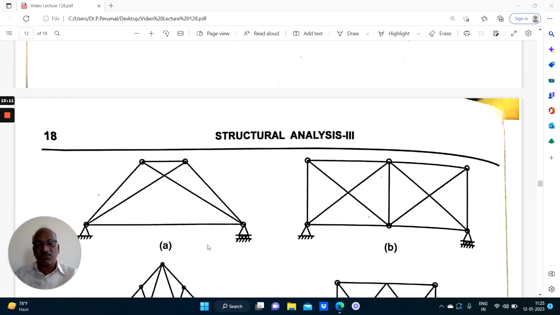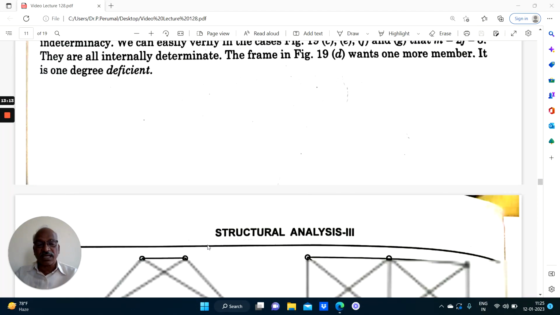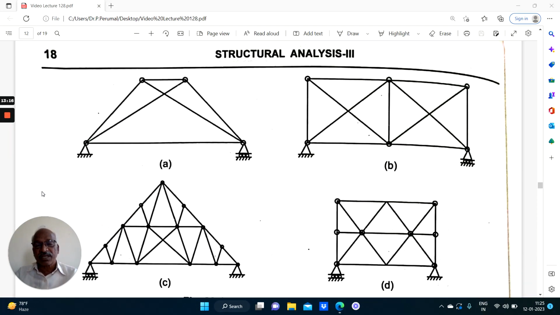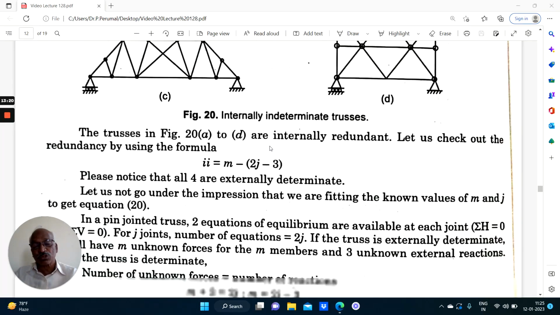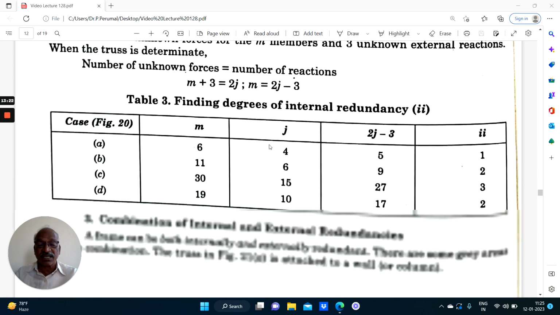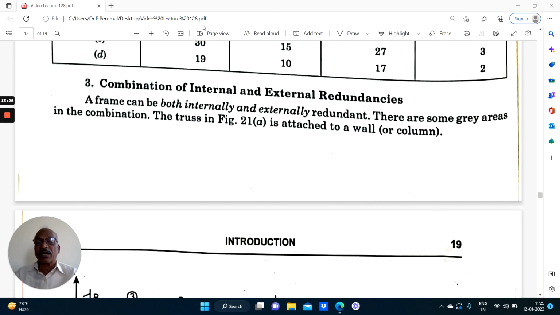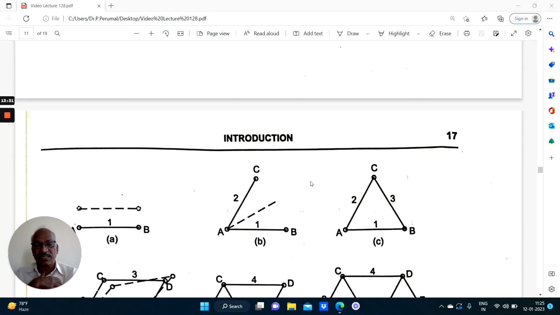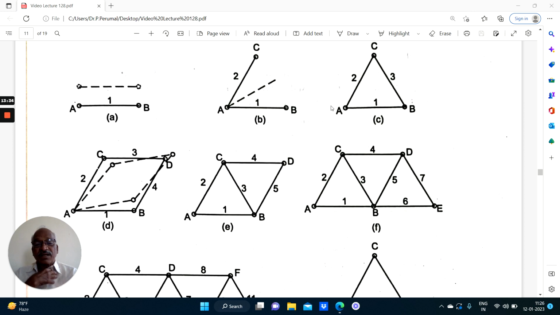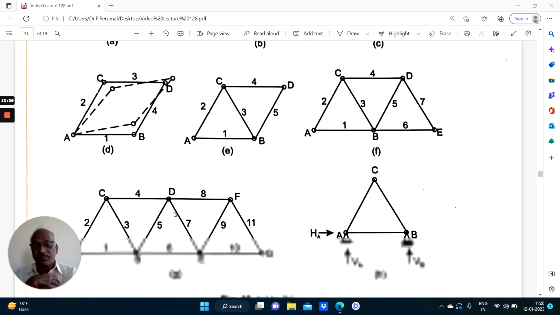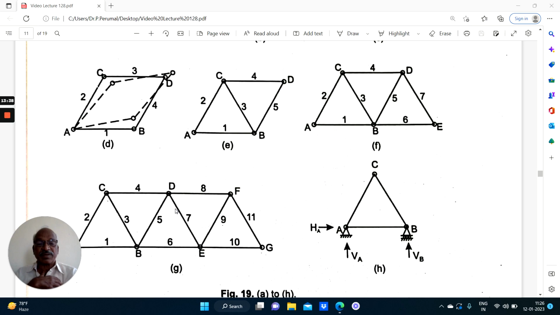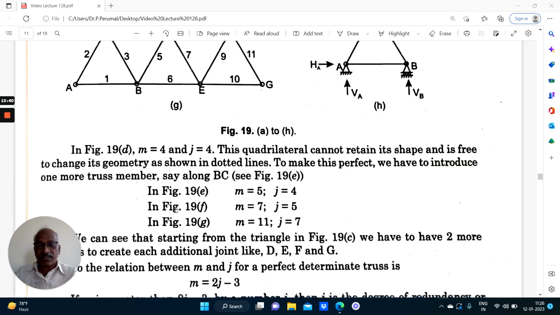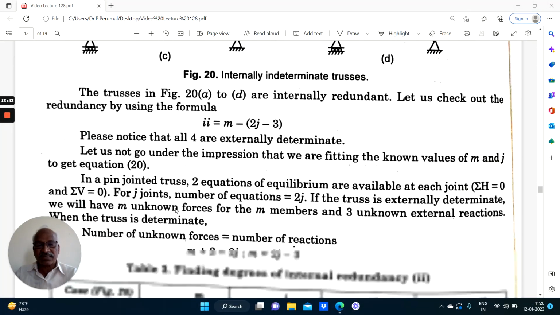Now, these trusses are internally indeterminate, externally determinate. Right, a truss can be both externally as well as internally indeterminate, so a combination of internal and external redundancies. Actually, this case we have not discussed here. We are discussing only the internal indeterminacy.